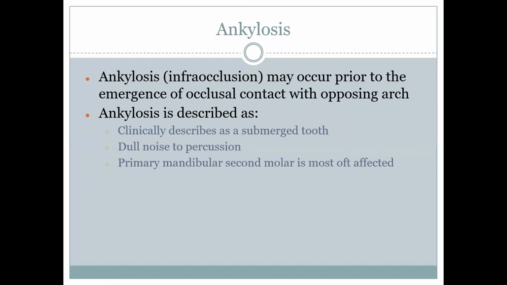Ankylosis, also known as infra-occlusion, may occur prior to the emergence of the occlusal contact with the opposing arch. Ankylosis is best described clinically as a submerged tooth, dull noise to percussion, and the primary mandibular molar is most often affected. And again, when you are examining a child's mouth and you see that one of the molars is below the average occlusion surface, then something's going on. You need to make sure you take an x-ray to see what's causing that tooth not to be aligned occlusally.